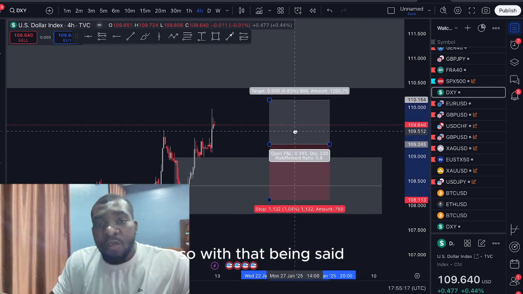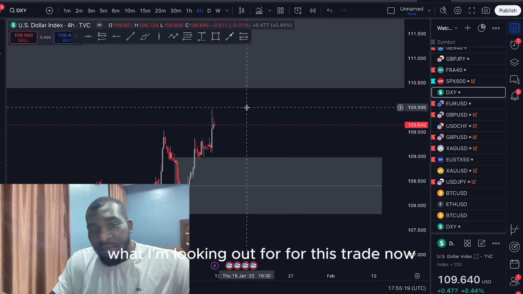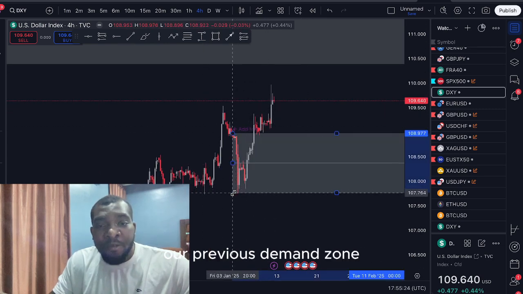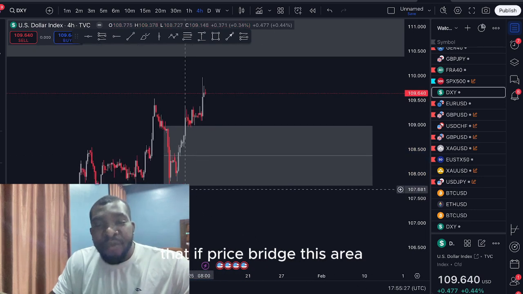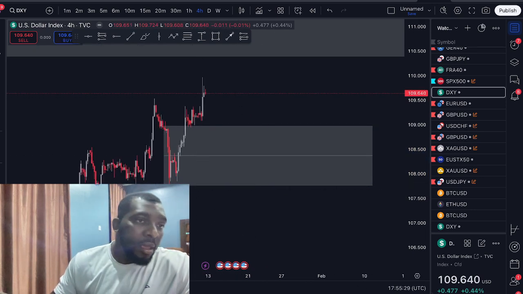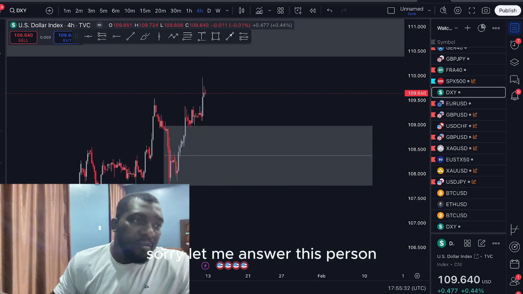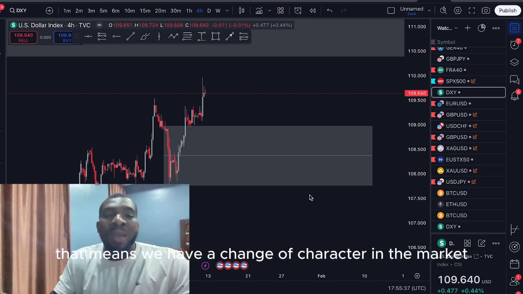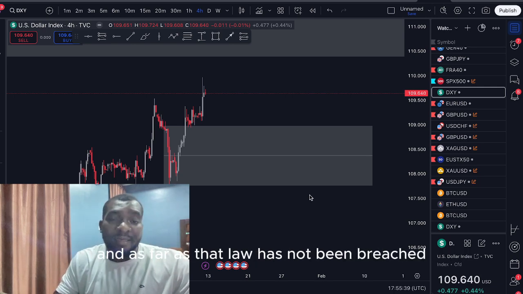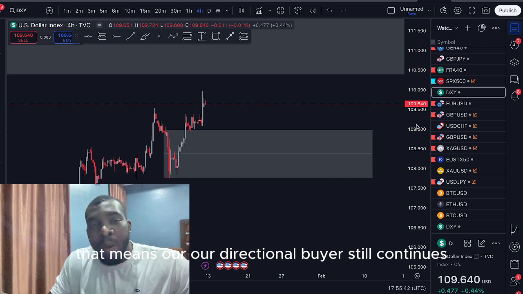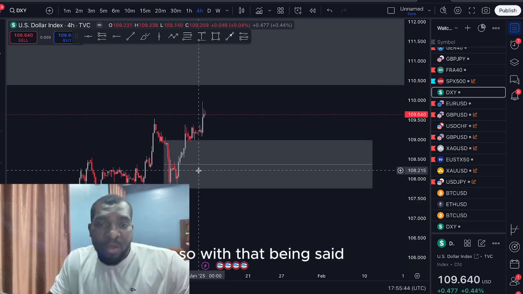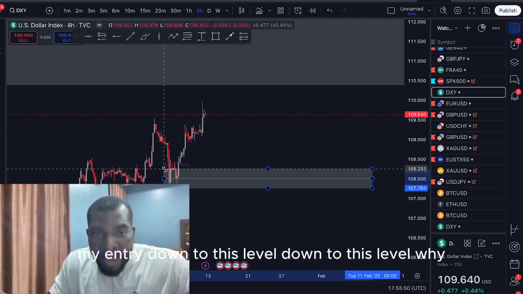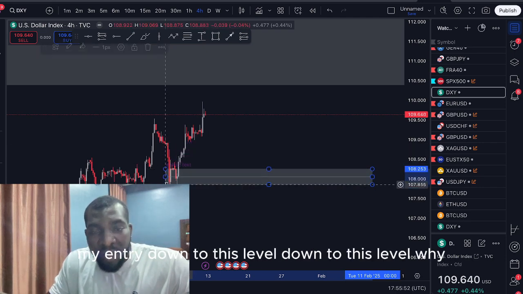So with that being said, what I'm looking out for in this trade now, since we already know our directional bias of the market and we already know that this is our previous demand zone, is that if price breaches this area, sorry, let me accept this person, anything that makes price breach this low right here means we have a change of character in the market. And as far as that low has not been breached, our directional bias still continues. So I'm going to be narrowing down my entry to this level.